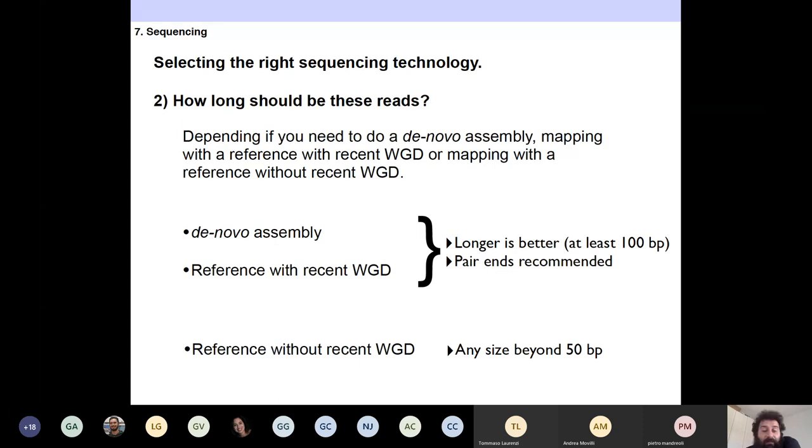How long should the reads be? That is another question, and again, it depends on your design. Minimums: if you are going to perform a de novo assembly, or a reference with a whole genome duplication, my recommendation is longer is always better, at least 100 base pairs, and paired reads are recommended, as well as when you are doing alternative splicing. If your reference doesn't have any whole genome duplication, single reads, 50 base pairs, should be okay.